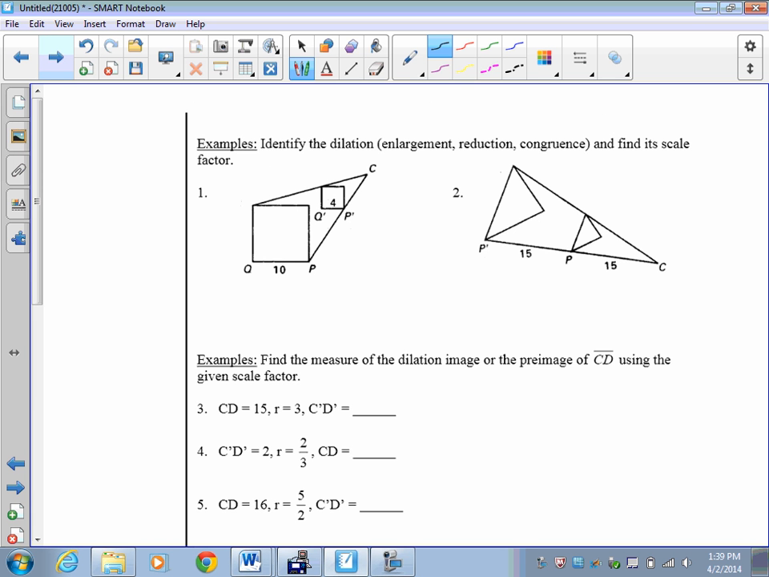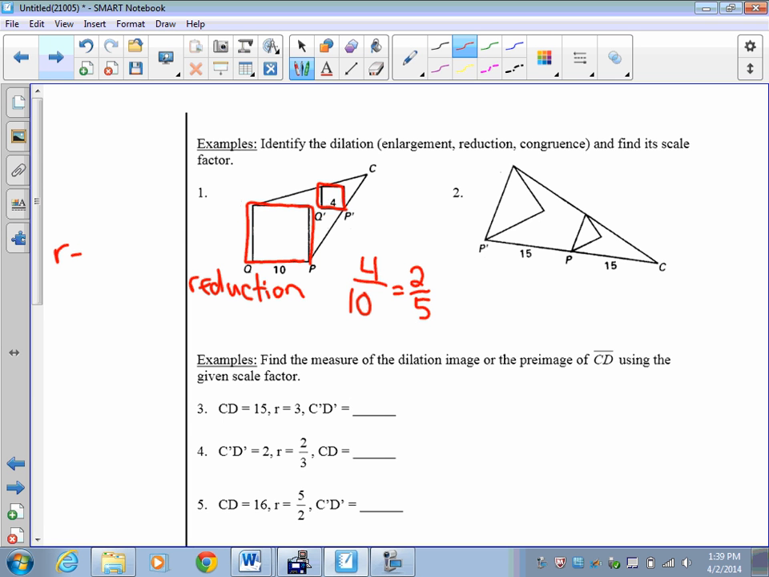Moving on to page 2, we're asked to find whether it's an enlargement, reduction, or congruence, and to find the scale factor. So our original shape is right here, P and Q. That's our pre-image. Our image is the smaller one. Since it's smaller, we know it's a reduction. And we have to find its scale factor. Remember, the formula for scale factor was the size of the image, which is 4, over 10. That's going to simplify to 2 over 5.